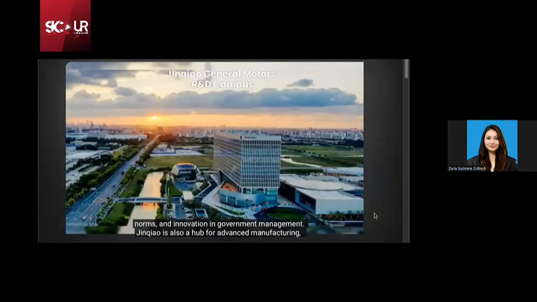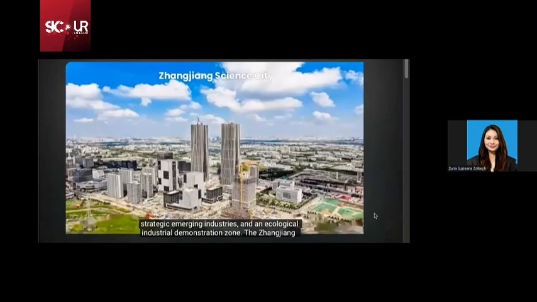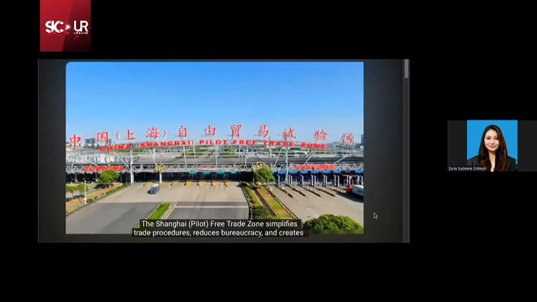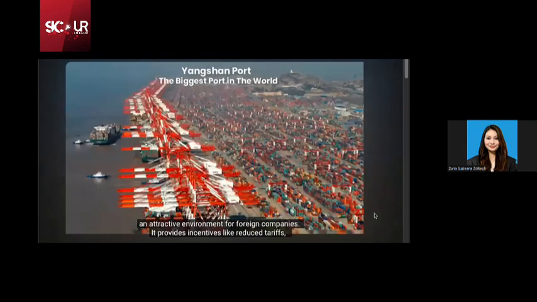Jinqiao is also a hub for advanced manufacturing, strategic emerging industries, and an ecological industrial demonstration zone. The Zhangjiang Science City focuses on innovation, aiming to become a national science center, while the Expo area is developed as a hub for the headquarters economy, shipping finance, and high-end services. The Shanghai Pilot Free Trade Zone simplifies trade procedures, reduces bureaucracy, and creates an attractive environment for foreign companies. It provides incentives like reduced tariffs, simplified customs procedures, and flexible regulations on foreign investment.